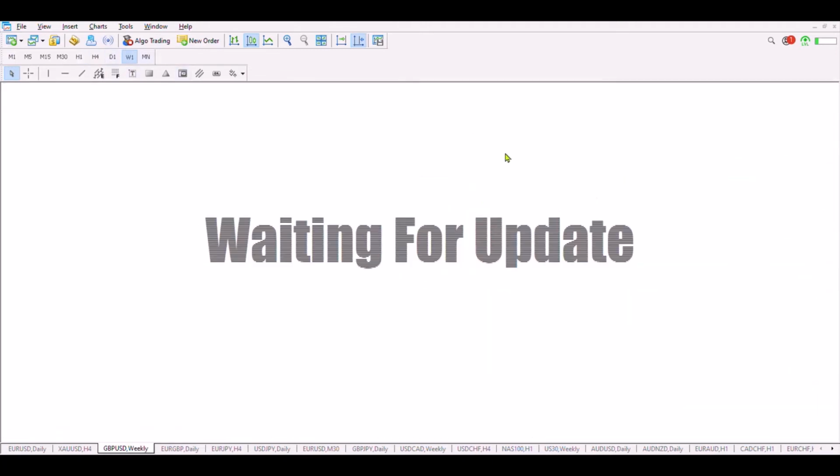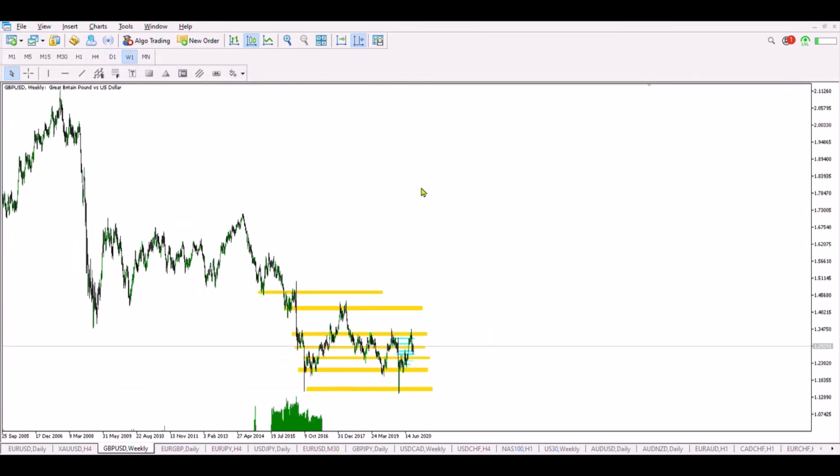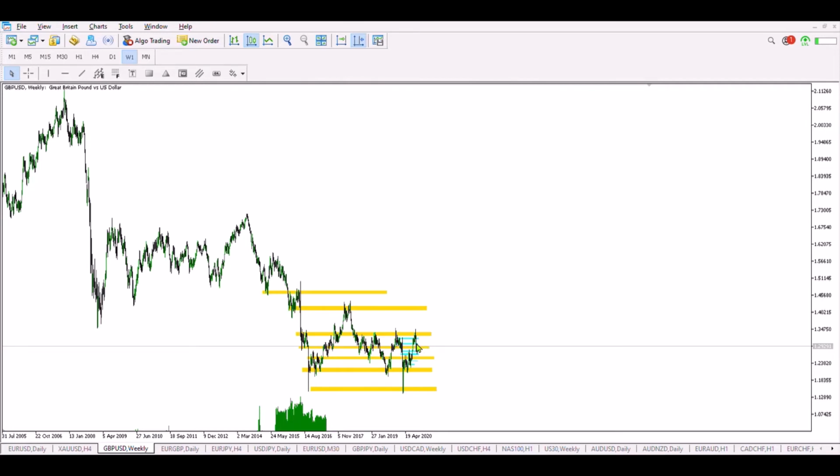The bigger the better. You see the weekly chart? Yeah, some levels are good, but some levels are even much better. Let me mark some for you.